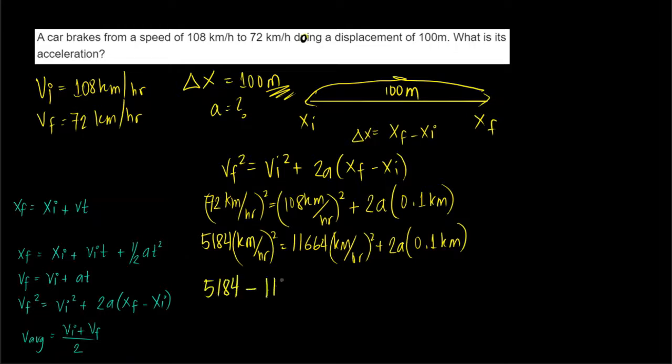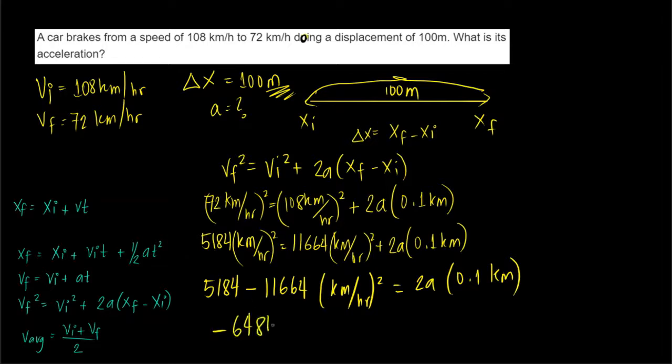5184 minus 11664 kilometers per hour squared equals 2a times 0.1 kilometers. So, it becomes negative because the car is slowing down, it is braking. From the previous discussion, hopefully you remember this. Negative 6480 kilometers per hour squared equals 2a times 0.1 kilometers.